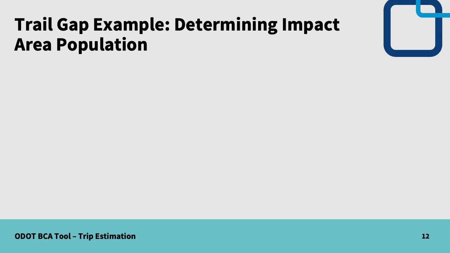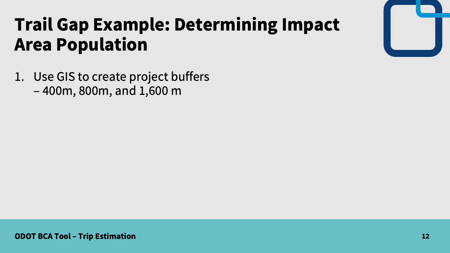To determine the impact area population, we'll begin by using GIS to map the project itself and 3 buffer areas: 400 meters, which is about a quarter mile, 800 meters, which is about a half mile, and 1600 meters, or about 1 mile. These buffers were selected based on the guidance in the NCHRP report, which found that people closer to bike facilities are more likely to bike than people living farther away.